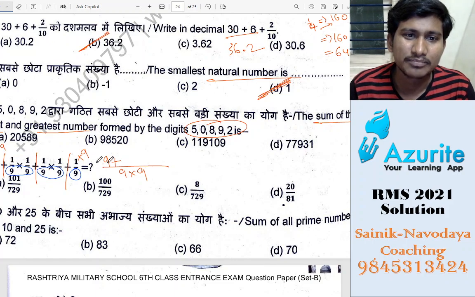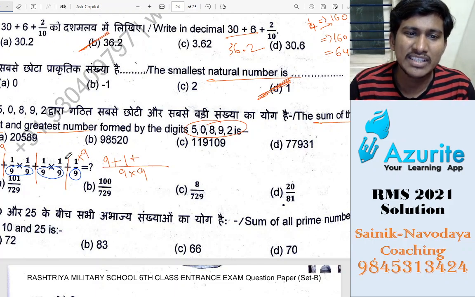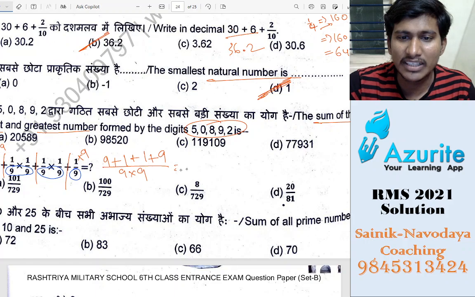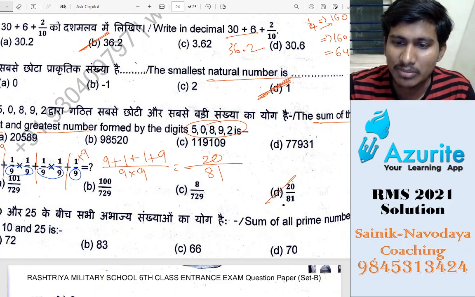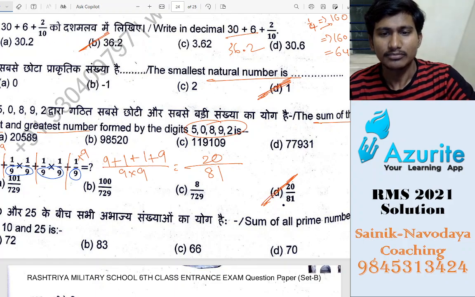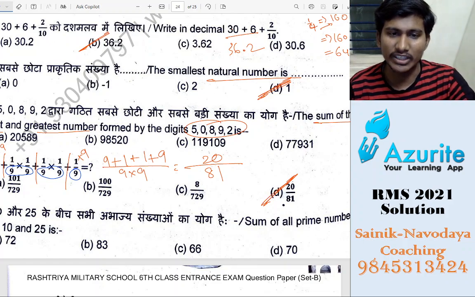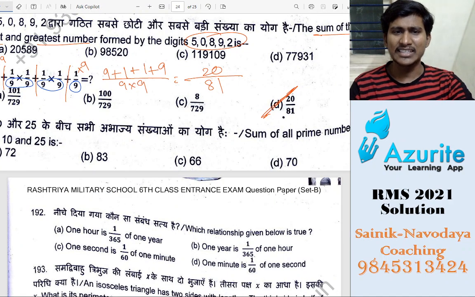1 ones are how much? 1 only. So 1. Next plus is there. 1 ones are 1. Plus is there. 9 ones are 9. Yes. So it will be 9 9s are 81 in the denominator. 9 plus 1 is how much? 10. So 10 plus 10, 20 by 81 will be the answer. Understood now? Yes, that is the correct one. Okay, the answer is 20 by 81.